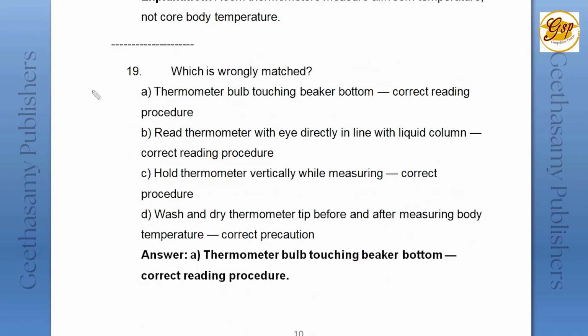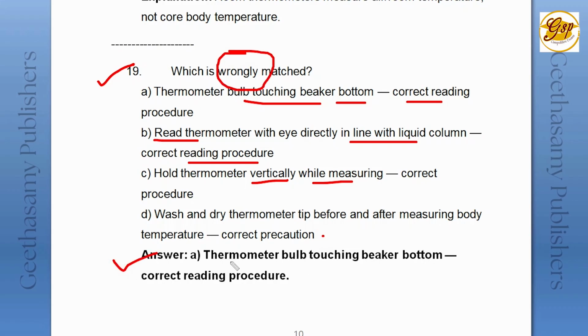19th question, which is wrongly matched? Thermometer bulb touching beaker bottom, correct reading procedure. Thermometer read with eye directly in line with the liquid column, correct reading procedure. Hold thermometer vertically while measuring, correct procedure. Wash and dry thermometer tip before and after measuring the body temperature, correct. It is the wrong one.